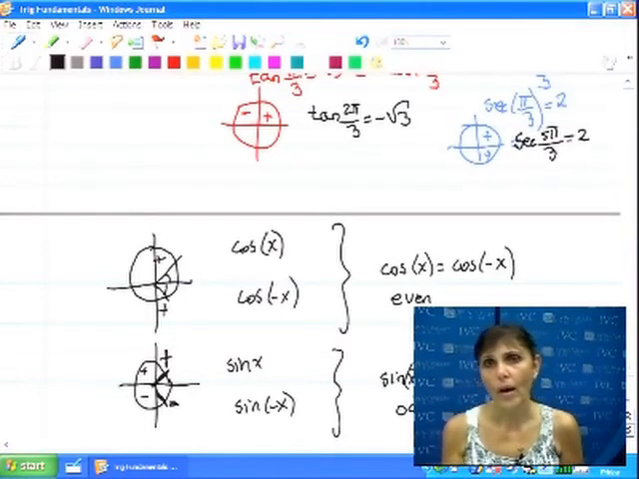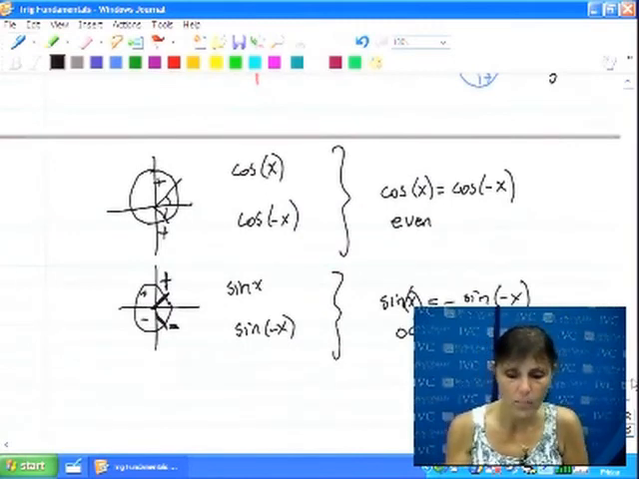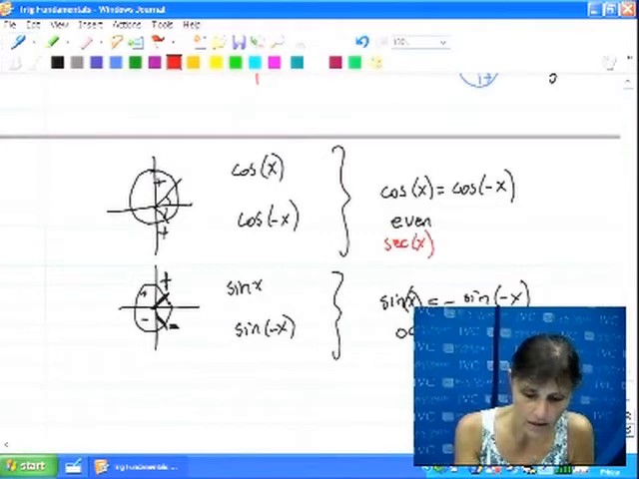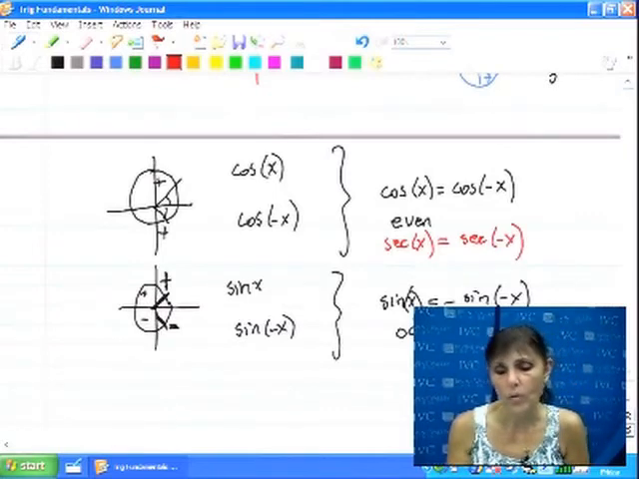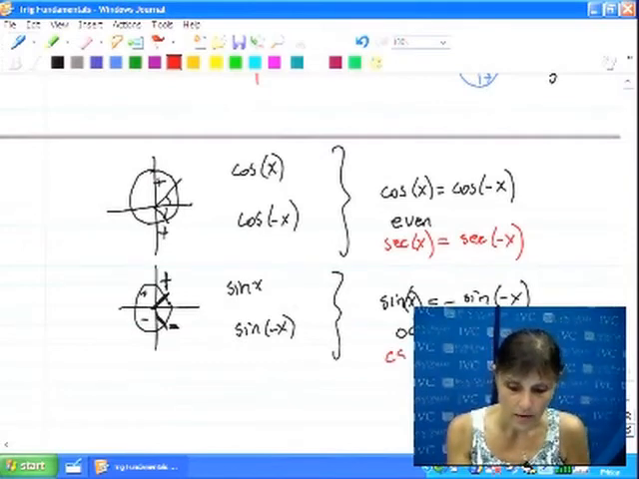Okay? All right. So those kinds of functions are called odd functions. Now, remember I also did secant. Since secant is simply the reciprocal of cosine, I can also do this. It's going to be an even function again. Secant of x is going to be secant of negative x. And same thing with the sine. The reciprocal of sine is cosecant. Cosecant of x is negative cosecant of negative x.